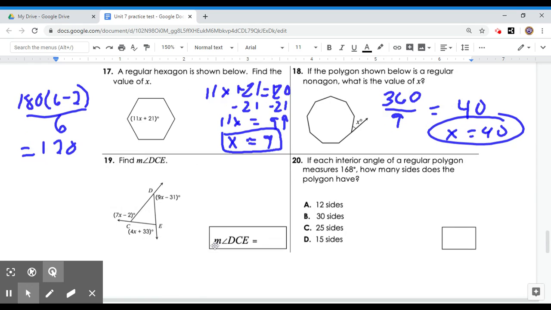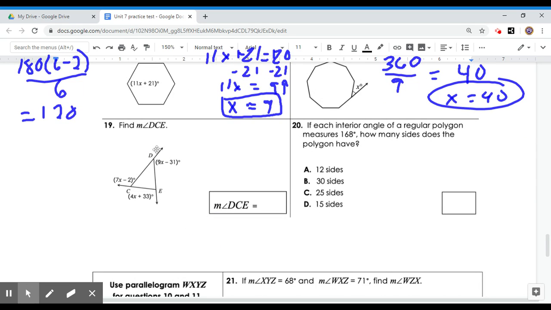So 19, measure of angle DCE. So we have exterior angles here. So again, the sum of exterior angles is always 360 regardless of the shape. So let's combine like terms. So we have 9 plus 7 is 16. 16 plus 4x is 20x. And then we have negative 31 minus 2 plus 33 equals 0. So 20x plus 0 equals 360. So then we just divide by 20 on both sides. X equals 18.